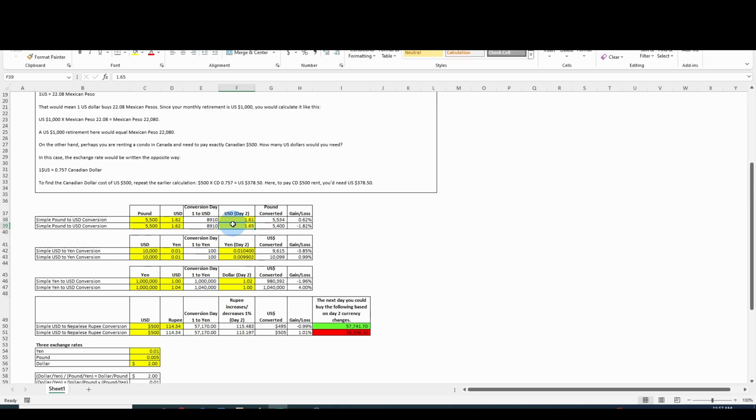Dollar strengthens. What happens? You take that 8, 9, 10 divided by 165. Now we only have 5,400 pounds. If we convert that over, 1.82% loss.